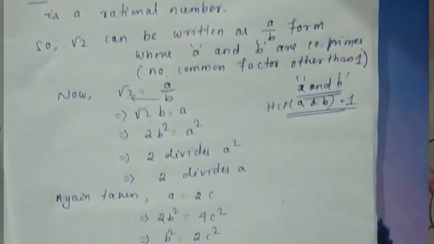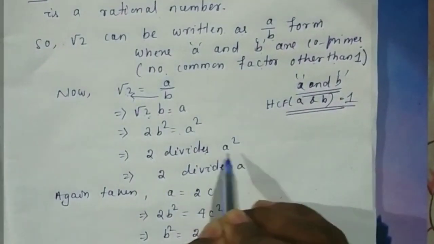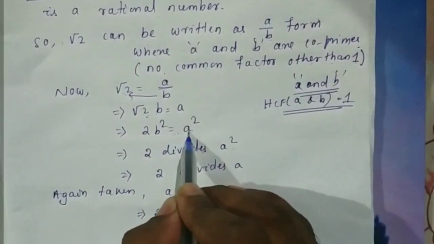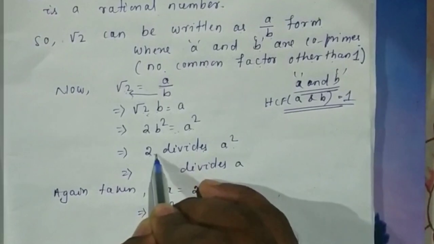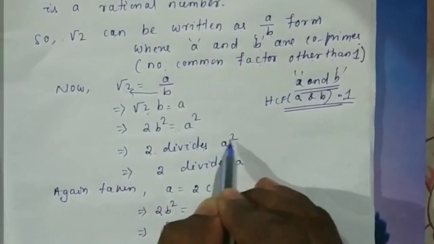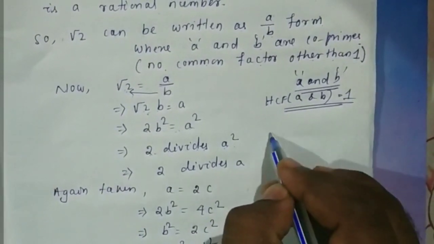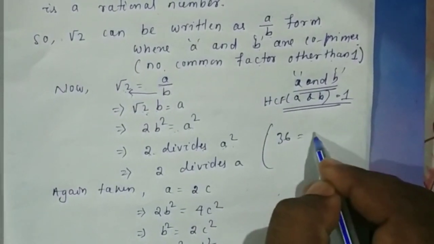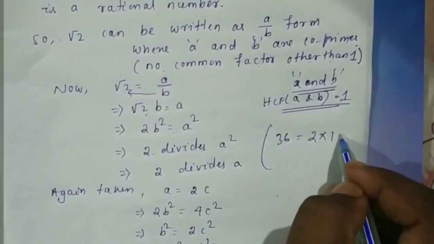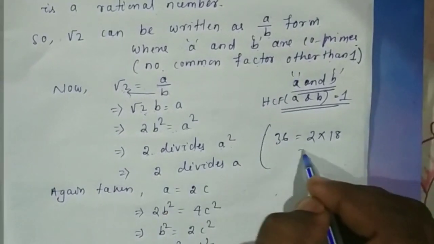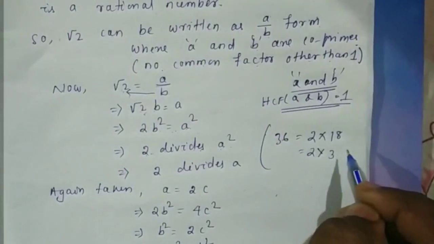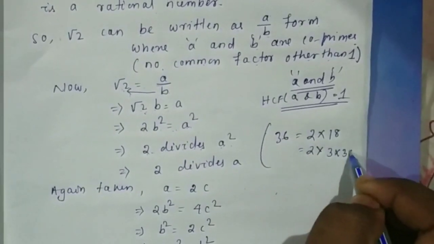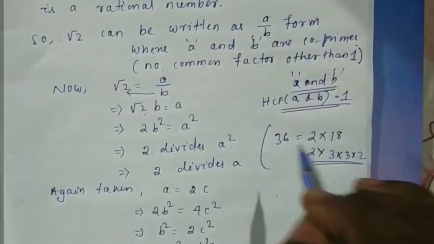That means 2 divides a square. 2b square is equal to a square means 2 divides a square, means 2 is one of the factors of a square. How? Suppose I give one example. 36 I can write as 2 into 18. This one I can write as 2 into 3 into 3 into 2. In this way you can write it. But I can say that 2 is multiplied here.